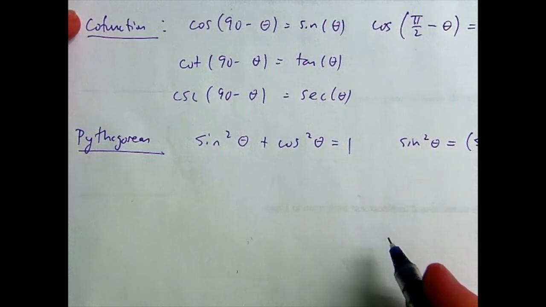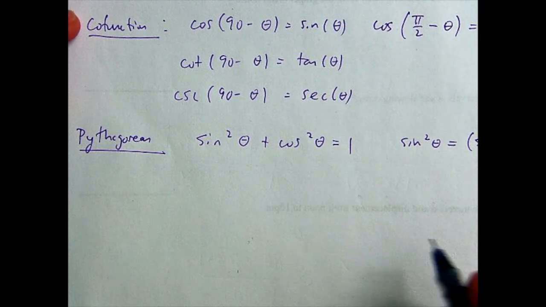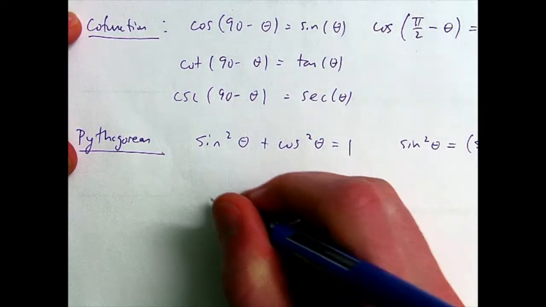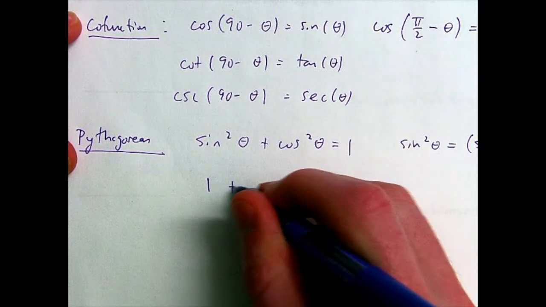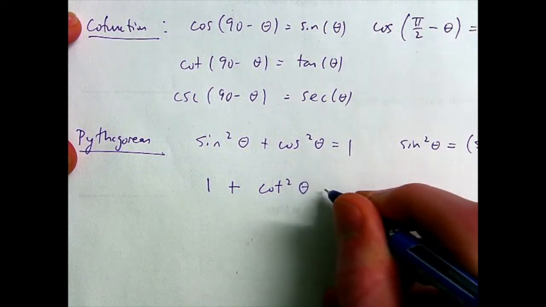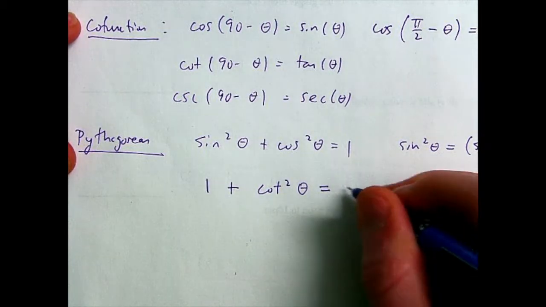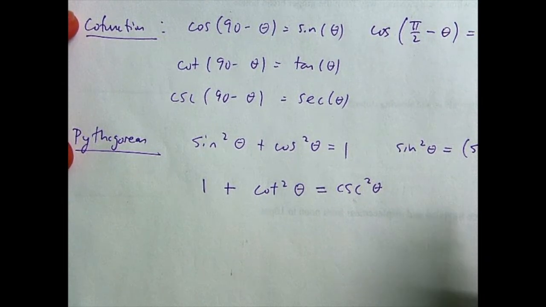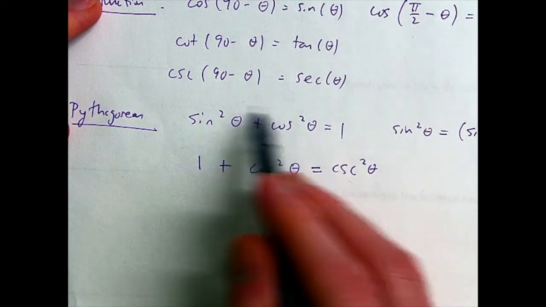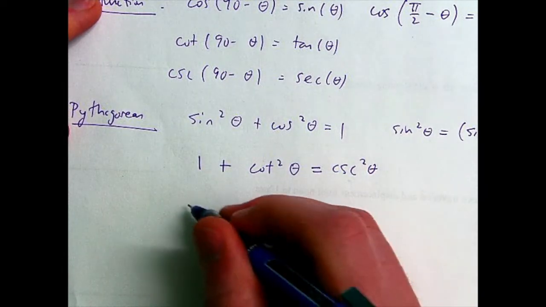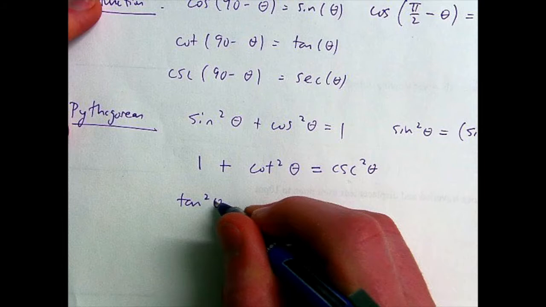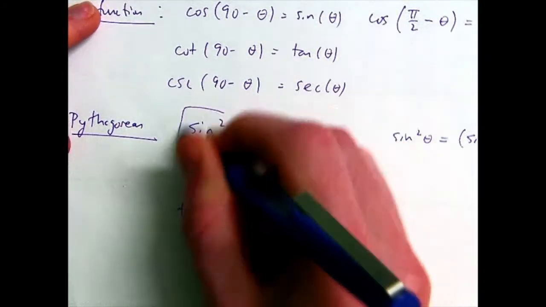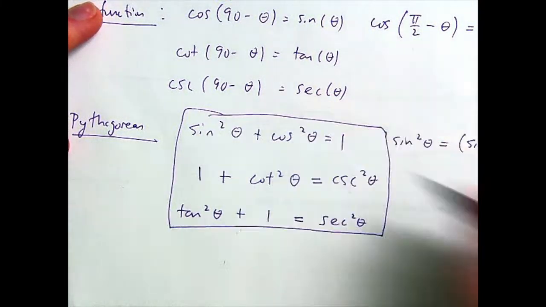The other 2 Pythagorean identities are obtained by, if you remember, dividing all 3 of these terms by sine squared. Then you get 1 plus cotangent squared theta is equal to cosecant squared theta. That's our second Pythagorean identity. And the third Pythagorean identity can be obtained from the first one by dividing everything by cosine squared. So you get tan squared theta plus 1 is equal to secant squared theta. So these 3 here are the Pythagorean identities.